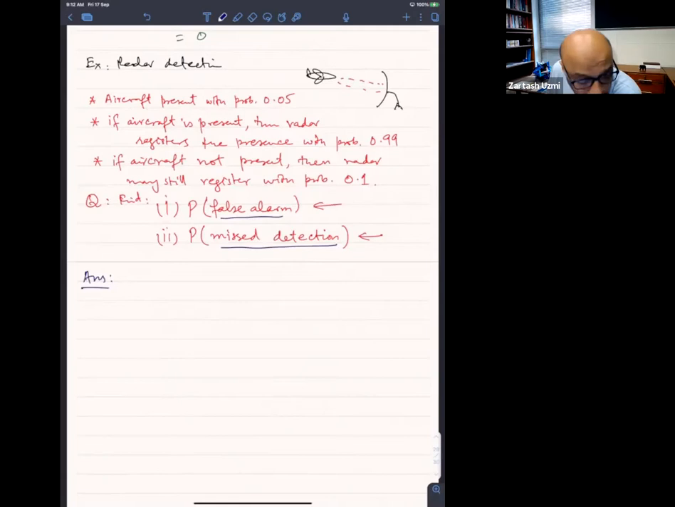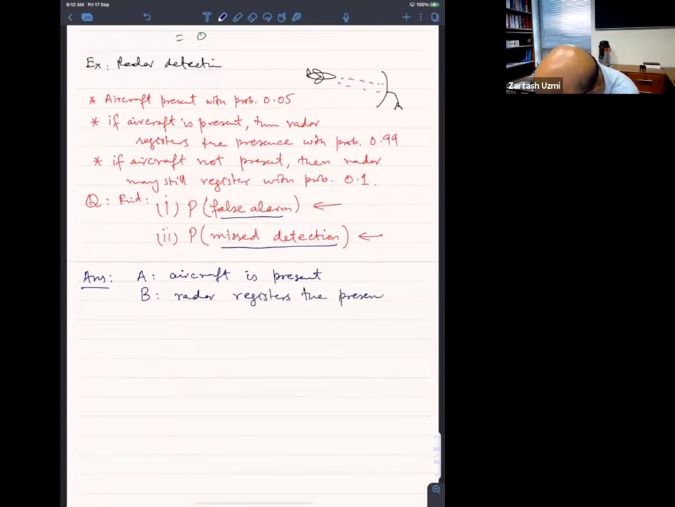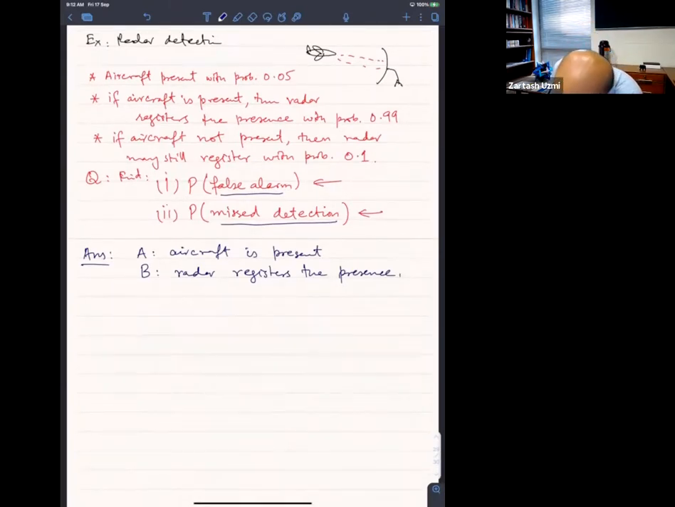So how do we answer this? Let's say A is the event that the aircraft is present in the airspace, and B is the event that the radar registers the presence. So for 1 and 2, what quantities do we need in terms of A and B? What is the probability of false alarm? Answers in the chat window. What are they asking in 1? Probability of false alarm in terms of A and B.